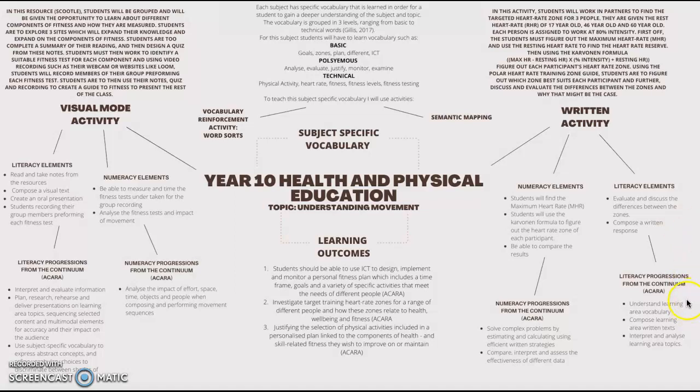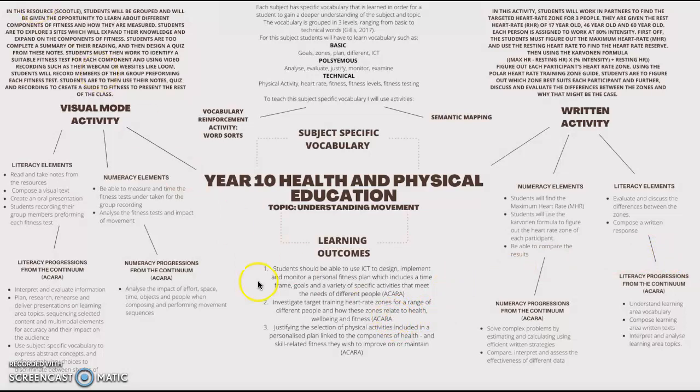This matches the literacy progression from the Australian curriculum literacy continuum, where students have to understand learning area vocabulary, compose learning area written texts, and interpret and analyse learning area topics, similar to the learning outcome of where they investigate target training heart rate zones from a range of different people.